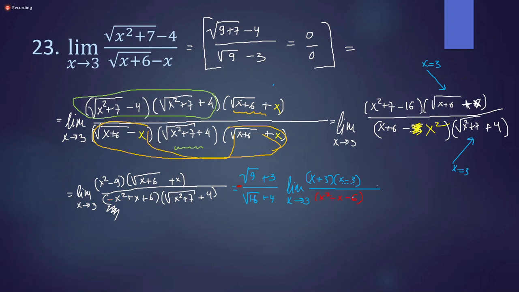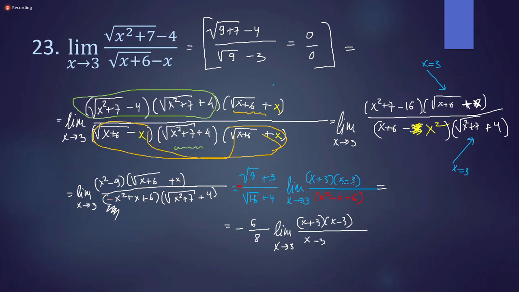And then I can factorize this, of course. So here we have minus, that's this minus. We have 3 plus 3, that's 6. And here we have 4 plus 4, that's 8. Limit when x tends to 3, x plus 3, x minus 3. And here we have x minus 3 times x plus 2.